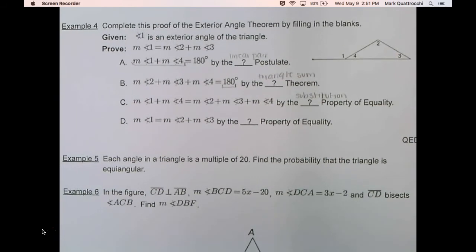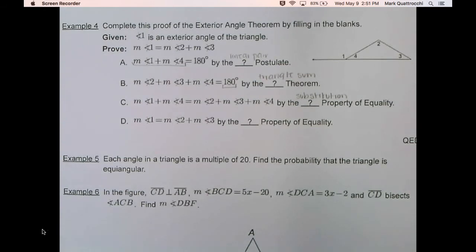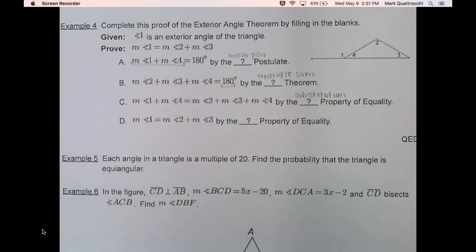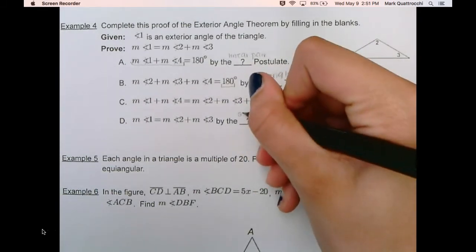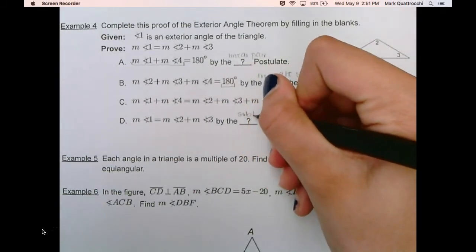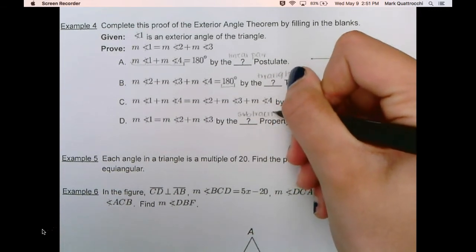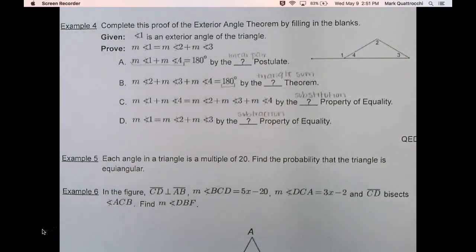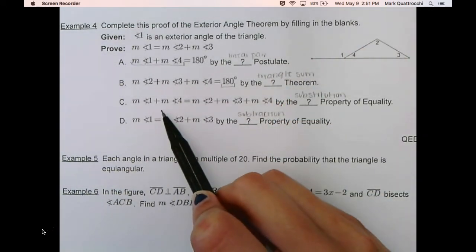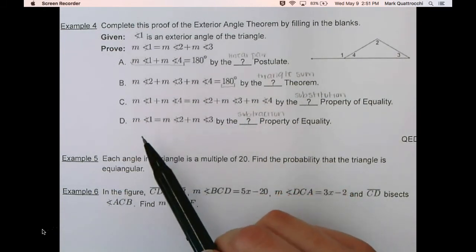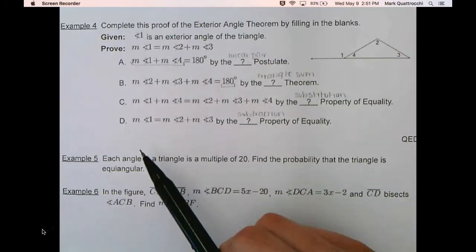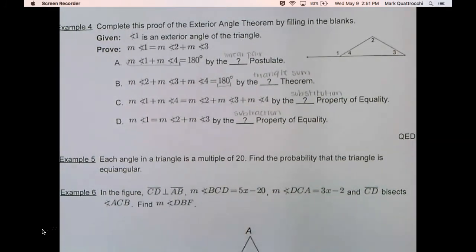For D, measure of angle 1 equals measure of angle 2 plus measure of angle 3 by the subtraction property of equality. And here, measure of angle 4 was subtracted on both sides, so we ended up with this equation.